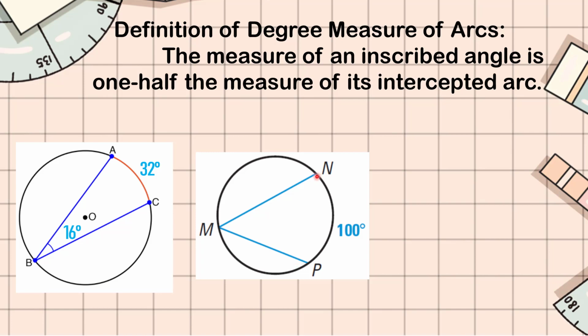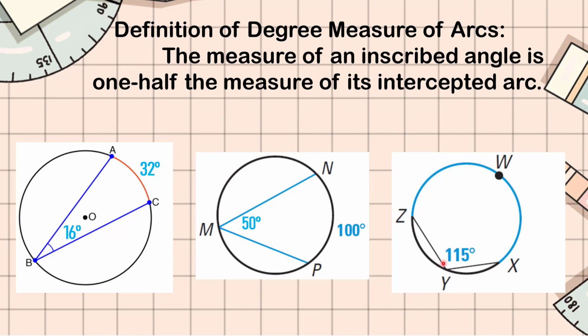Our inscribed angle is angle NMP. If the intercepted arc is given as 100 degrees, what do you think is the measure of angle NMP? What is the measure of angle NMP? If your answer is 50 degrees, you are correct. Let's have another example.